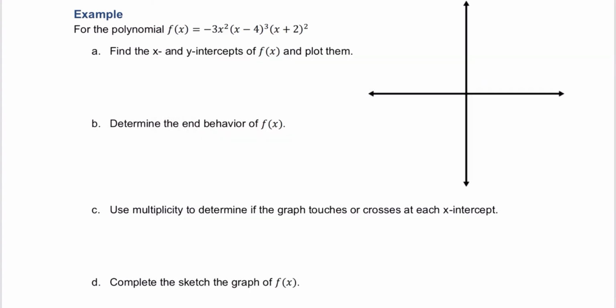In this example, we'll start by finding the x-intercepts. We can find those by quickly looking at these factors. The first factor tells us that the first x-intercept is 0. This factor, if we set it equal to 0 and solved, we would see that the x-intercept is 4. And then this one, if we set this factor equal to 0 and solve, we would see that this x-intercept is -2.